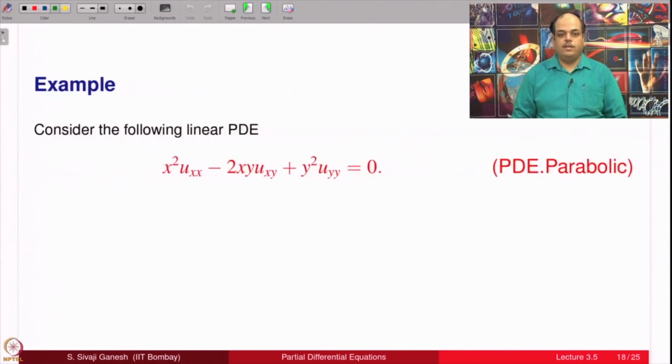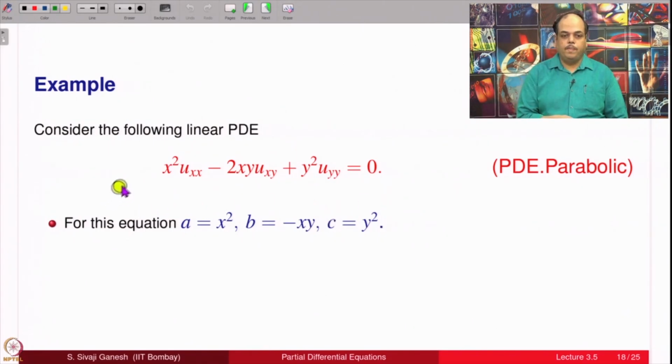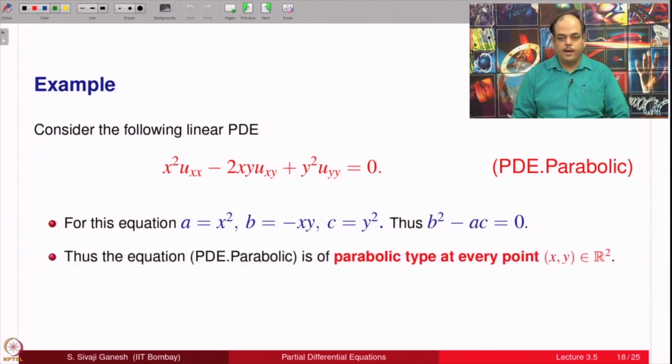Let us look at an example. Here of course, all the derivatives of u are appearing, so it is not clear what the type of this equation is. So, we have to find the type. A is x square, B is minus xy, C is y square. Therefore, BC minus A square is 0. So, the equation is parabolic at every point in R2, parabolic everywhere in R2.